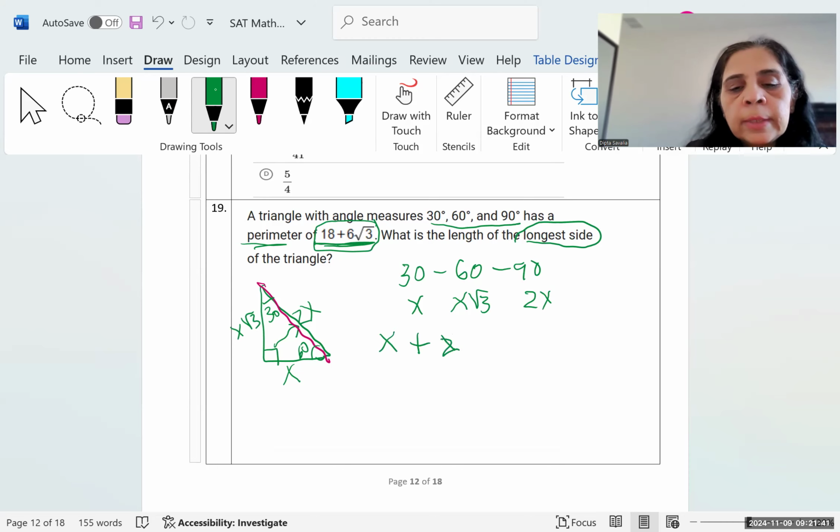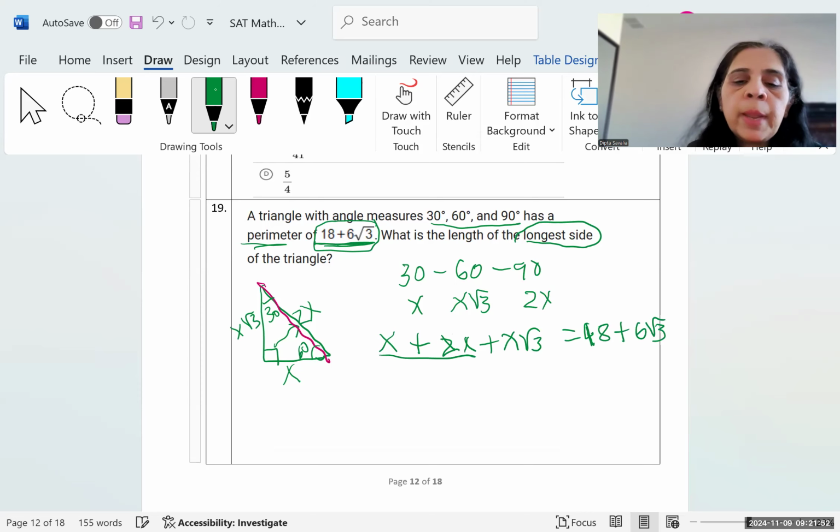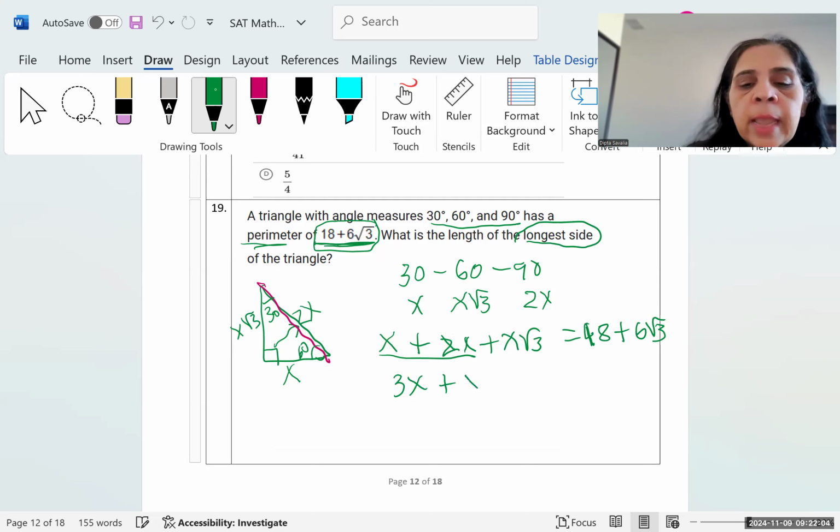Let's say 2x plus x square root 3 equals 18 plus 6 square root 3. Now we can combine like terms. Just keep writing. Think about the equation. Let's just combine like terms. That should be our next step. So 3x, x square root 3 equals 18 plus 6 square root 3.